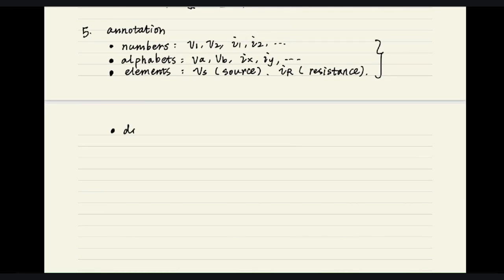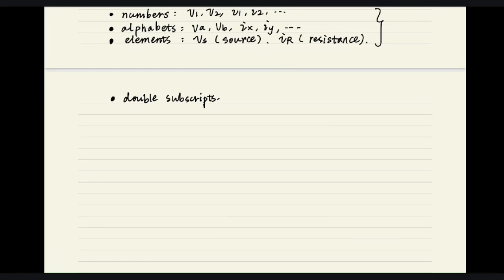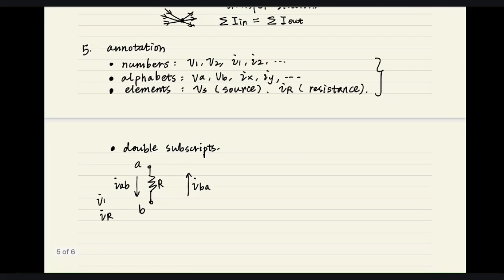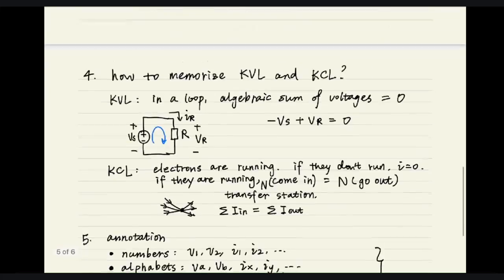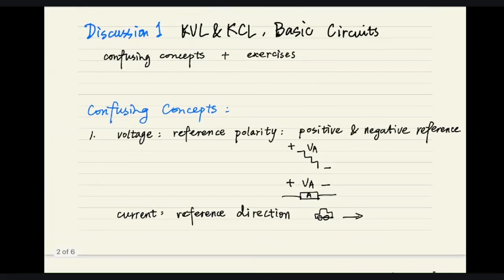The first three are the naming rules with only one subscript. Sometimes we have double subscripts, and you should be careful to use double subscripts with the reference rules we mentioned before. Let me give you a simple example. Here is a resistance between node A and node B. So we can name the current IAB, okay? If we say IBA, it means the direction is from B to A. And equivalently, we can also name it I1 or IR. Which annotation you choose doesn't matter as long as it makes sense, alright? So these 5 points belong to the confusing concepts, the first part.